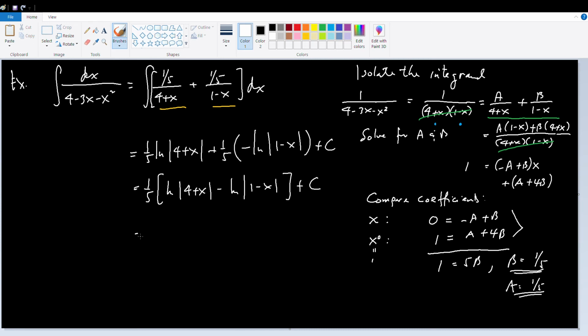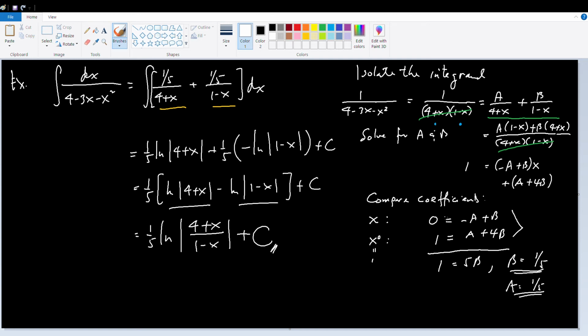And we can further polish our final answer by combining these two ln's. The difference of two ln's is equivalent to the ln of their quotient. So ln of 4 plus x over 1 minus x plus c. Okay?